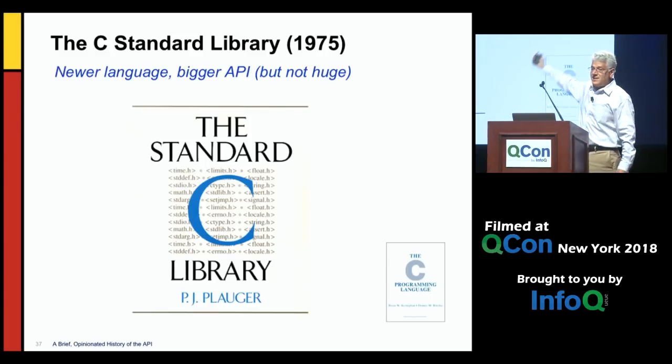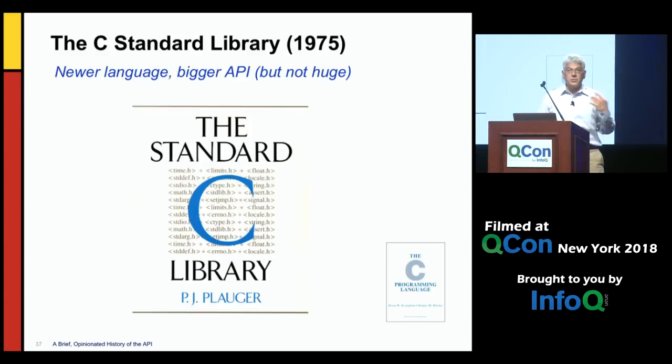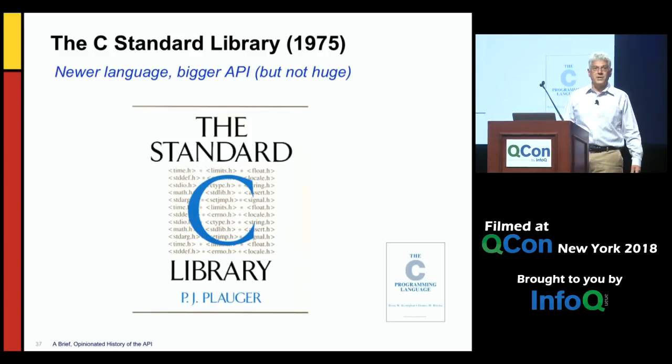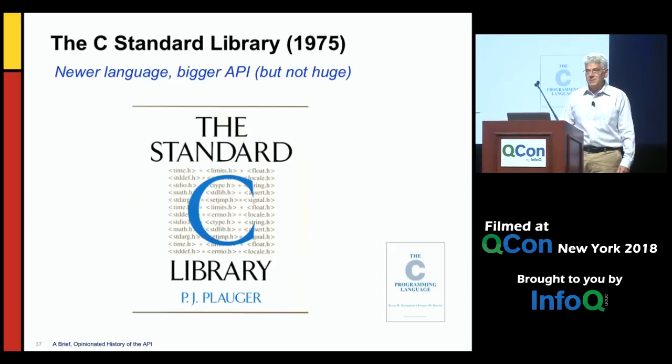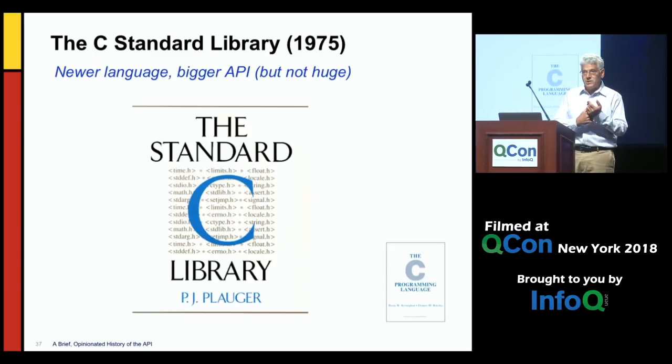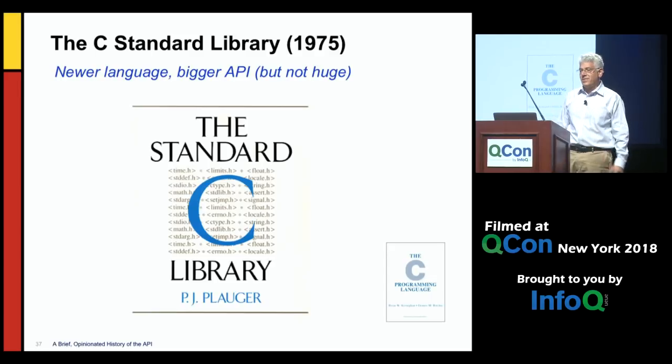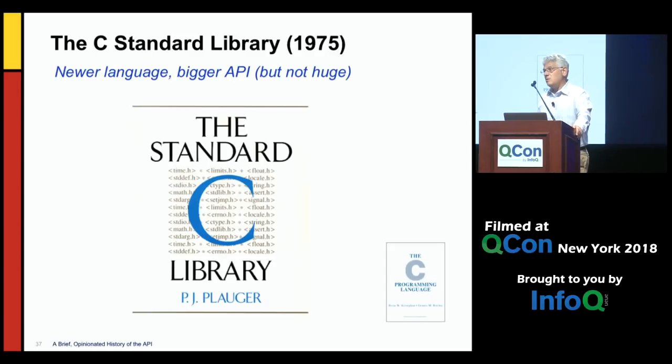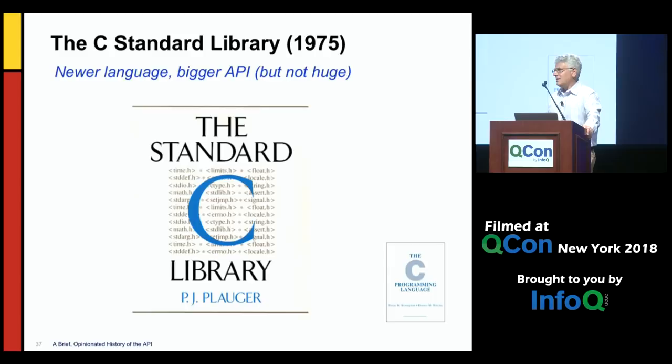Then another one is the C standard library in 1975, and it's really fundamentally no different from the Fortran standard library. It's bigger because C was a bigger, richer language, and it just did more things. But it's still not huge, and it is not fundamentally different.